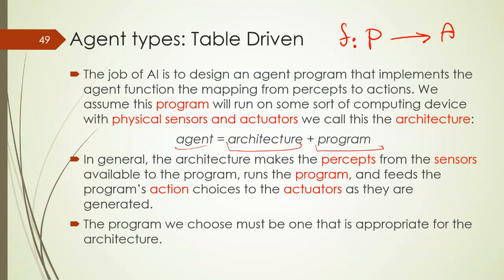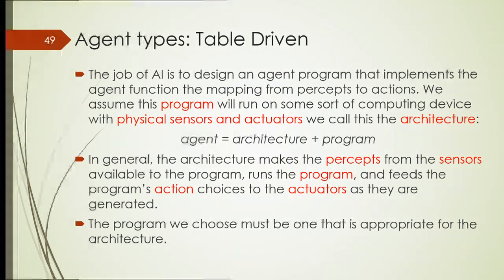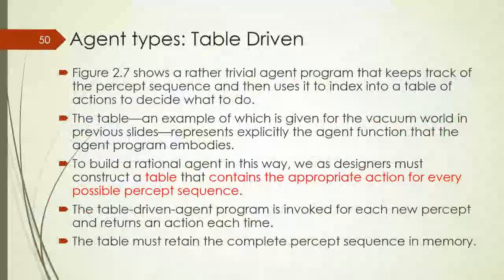So the agent will be, as I said before, architecture plus the program. In general, the architecture makes the percepts from the sensors available to the program, runs the program, and feeds the program's action through actuators to the environment. The program we choose must be appropriate for the architecture. If you are running a PLC, you have to have a program suitable for a PLC. If you are running a Raspberry Pi, an embedded system, you have to have a program suitable for that one, and so on. With all different platforms, you have to have a suitable programming type.